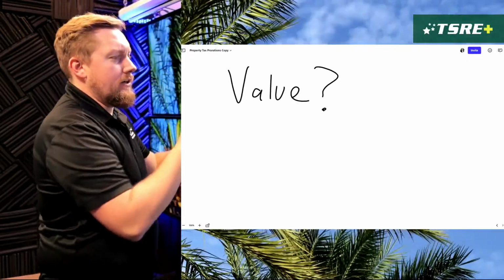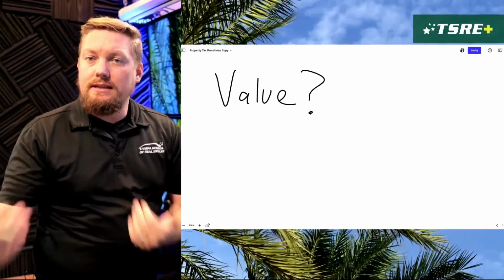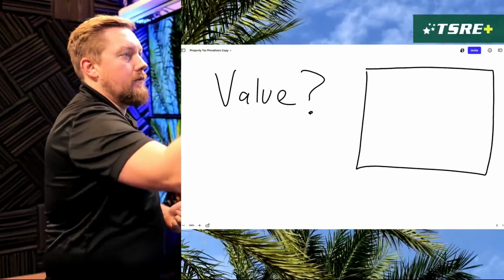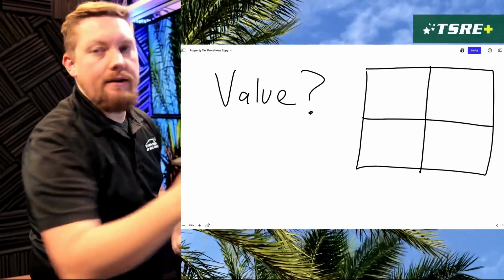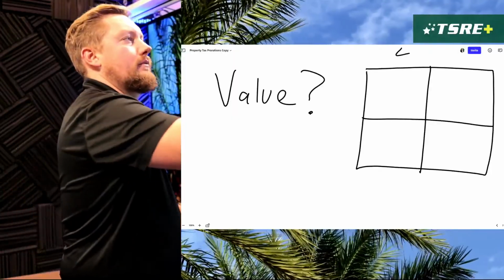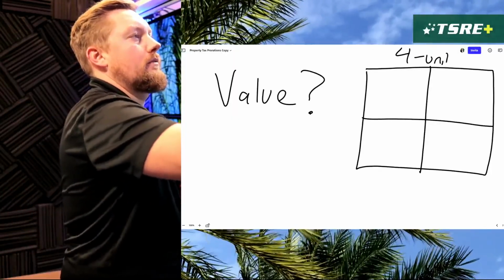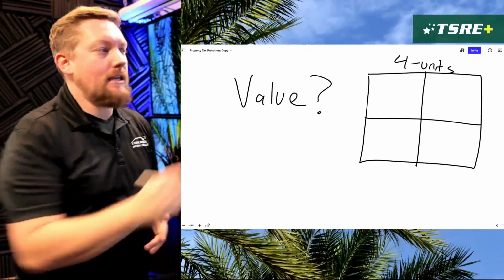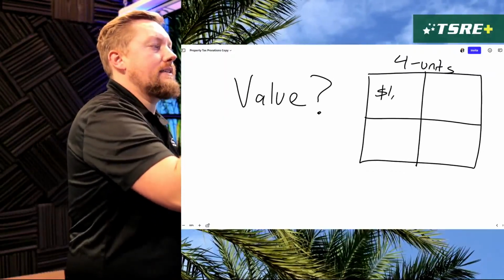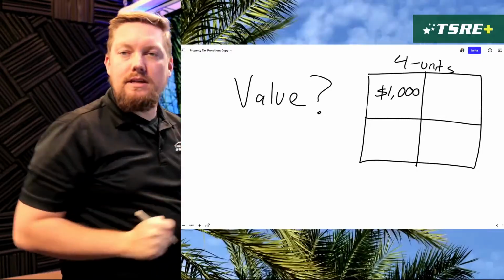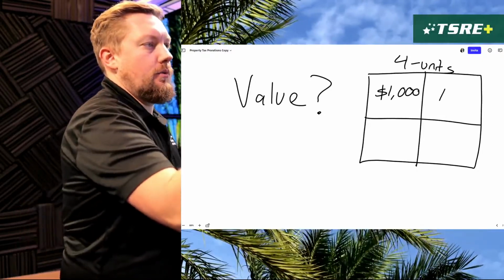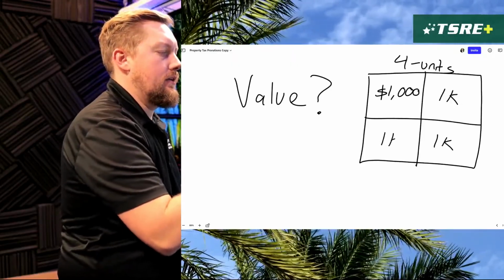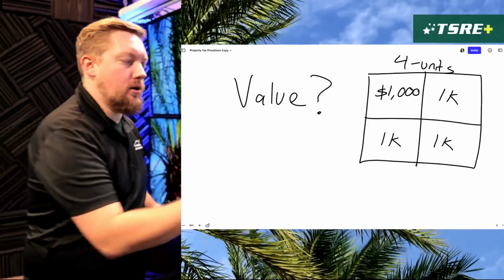Now, in order to understand that value, we need to understand the rental income. And we're going to be doing an example today involving a 4-unit property. So 4 units, and let's say that each of these units could rent out for $1,000 a month. So $1,000, $2,000, $3,000, $4,000 per month.